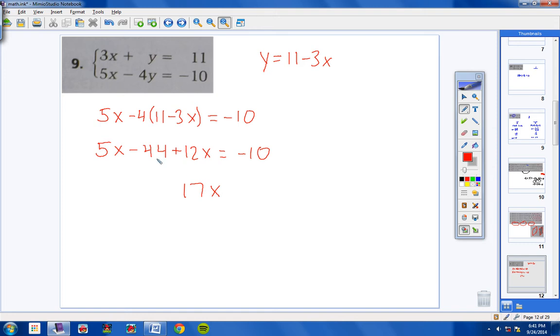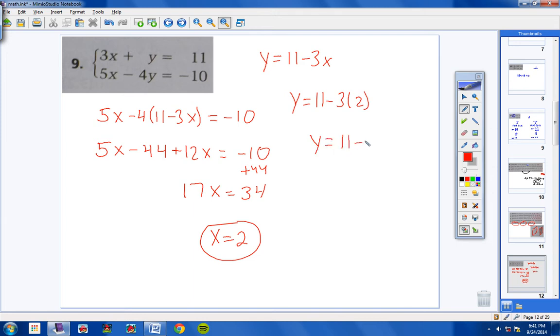Bring your 44 over, make it a positive 44, and you're left with a positive 34. Divide both sides by 17, x equals 2. Now, come over here to the x, we'll have y equals 11 minus 3, parentheses 2, y equals 11 minus 6, y equals 5. So the answer would be 2, 5. That's the substitution method, okay?